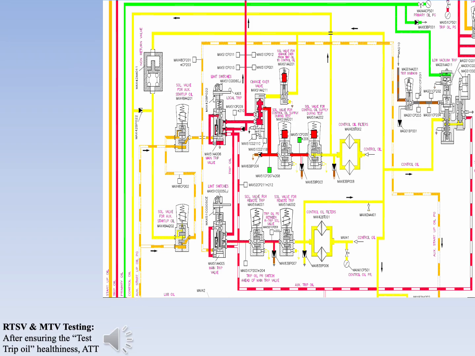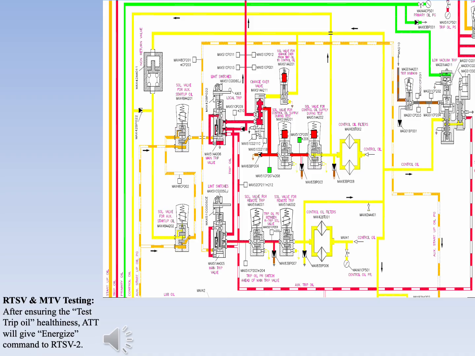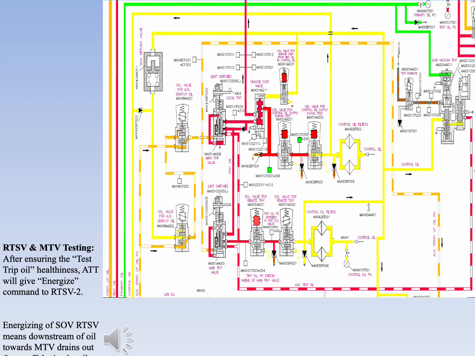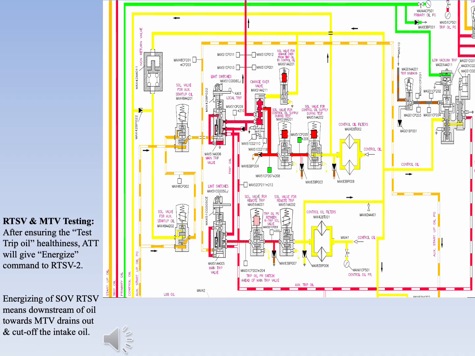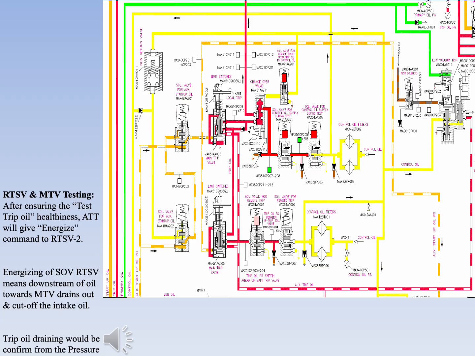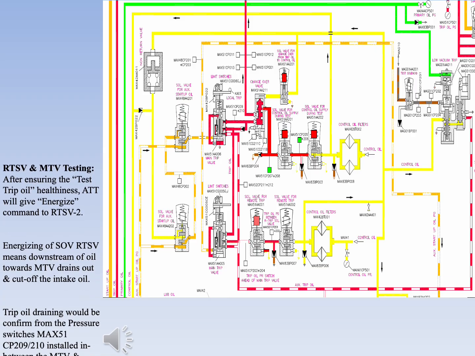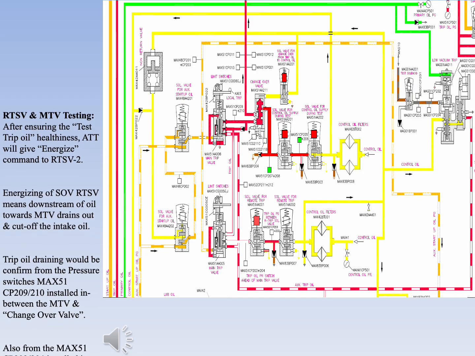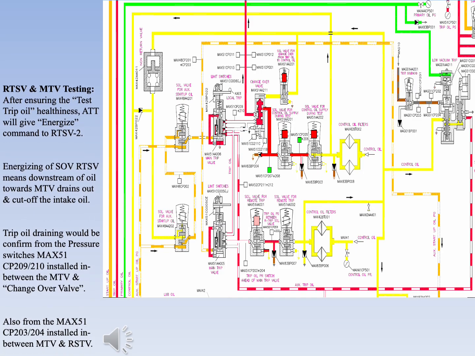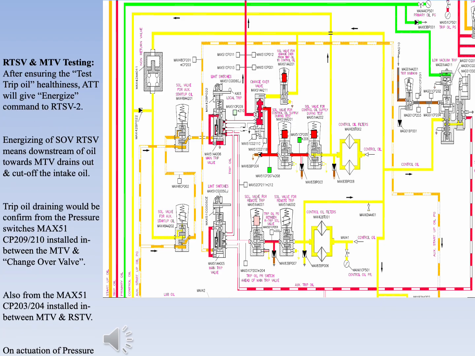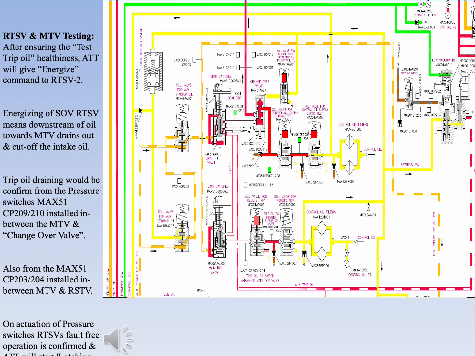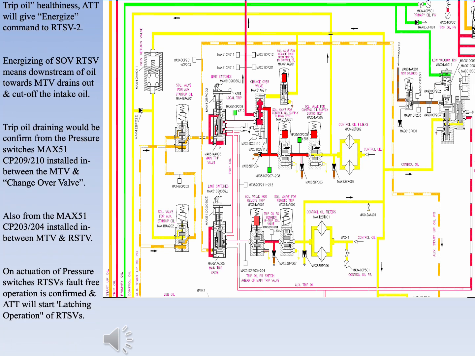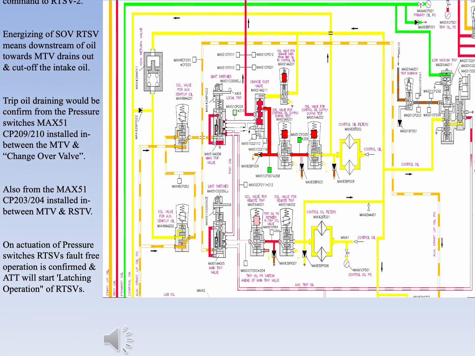RTSV and MTV testing. After ensuring the test trip oil healthiness, ATT will give an energize command to RTSV2. Energizing of SOV RTSV means downstream oil towards MTV drains out and the intake oil is cut off. Trip oil draining would be confirmed from the pressure switches MAX51 CP209/210, installed in between the MTV and changeover valve.